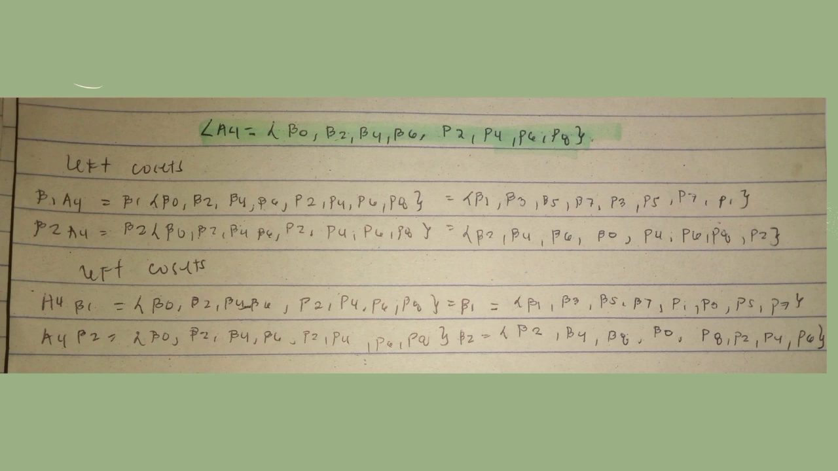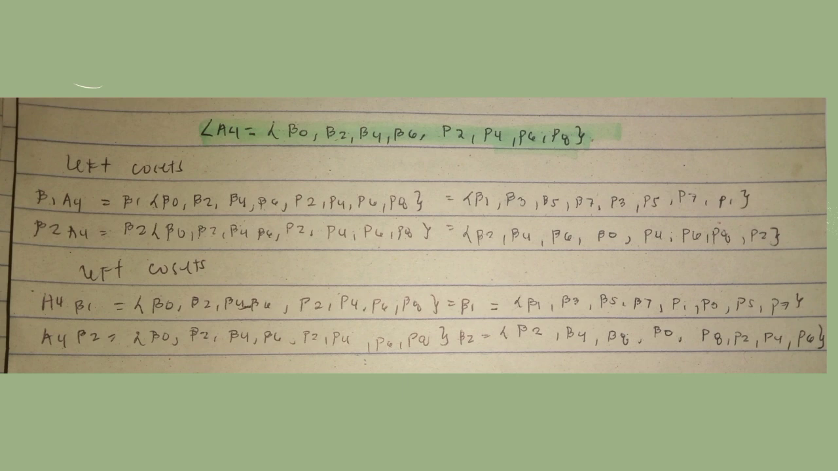So on the right coset, we have a sub 4 times b sub 1. As you can see here, the a sub 4 is on the left side while the b sub 1 is on the right side. So we have to multiply a sub 4 to b sub 1. So we will get b sub 1, b sub 3, b sub 5, b sub 7, p sub 1, p sub 3, p sub 5, and p sub 7, and so on and so forth.